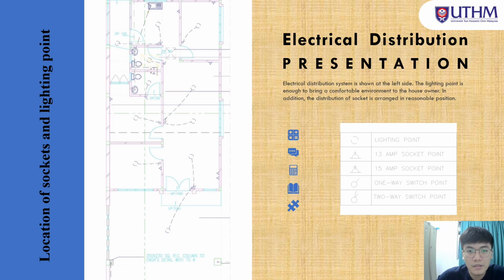The lighting points are enough to bring a comfortable environment to the house owner. In addition, the distribution of sockets is arranged in reasonable positions. The symbols in the drawing are listed in the table below: the lighting point, 13 ampere socket point, 15 ampere socket point, one-way switch point, and finally the two-way switch point.